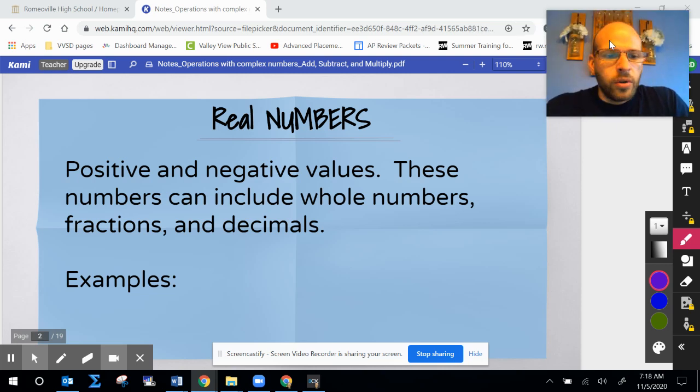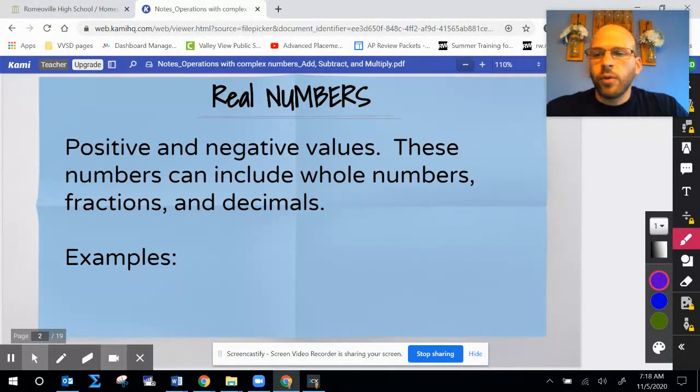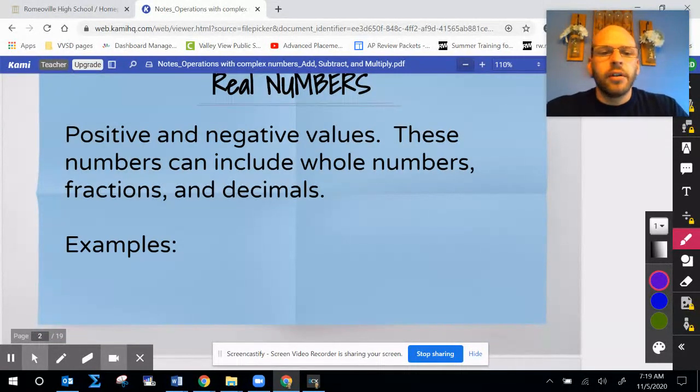Hello. Today we're going to expand our knowledge of imaginary numbers. We're going to talk about complex numbers. But in order to do that, we need to understand what a real number is and what an imaginary number is, and we're going to combine the two. So real numbers are basically all the numbers that you already know. Any number that can be on a number line: positives, negatives, fractions, decimals.